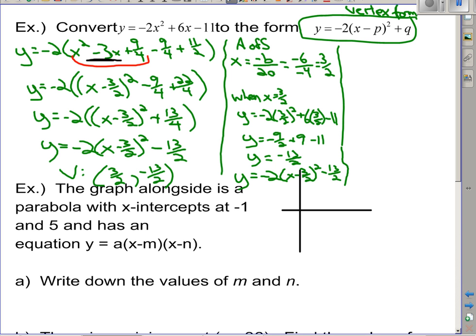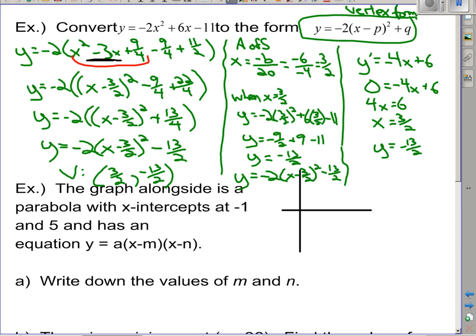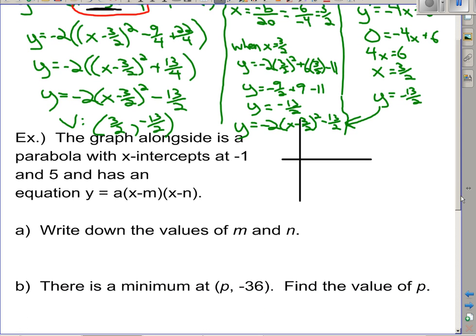As another approach, you could just differentiate and say y prime is -4x + 6. You know that where you're going to have your vertex, you've got a horizontal tangent. So set y prime to be 0. Okay, so 4x equals 6, which means x is 3/2. And now we know that when x is 3/2, we could find that y is -13/2 by subbing it into the original. And we're still going to get the same representation. You can take your pick, whatever you prefer.